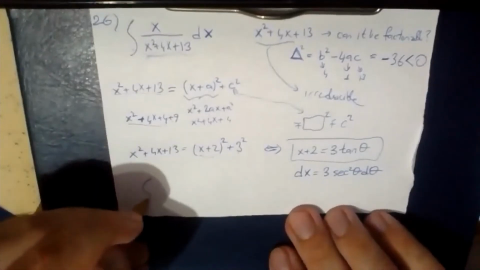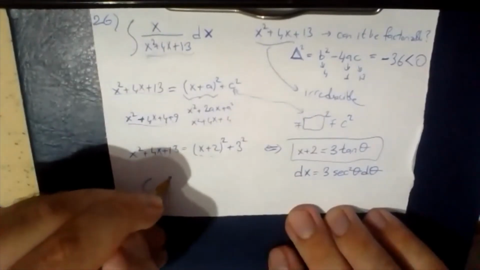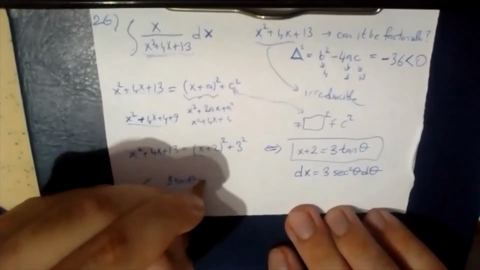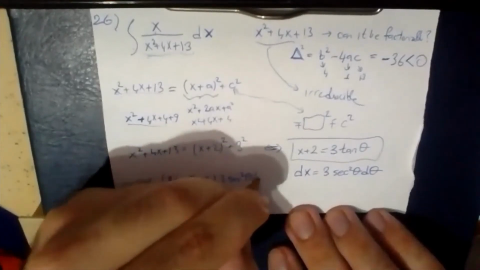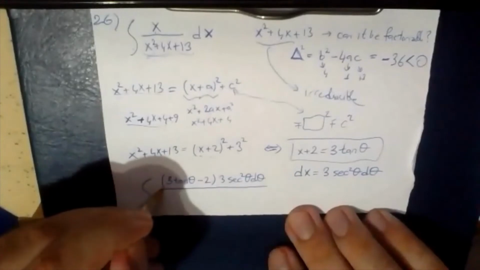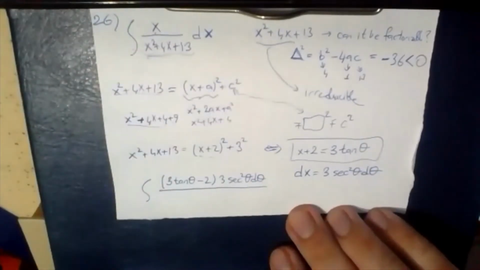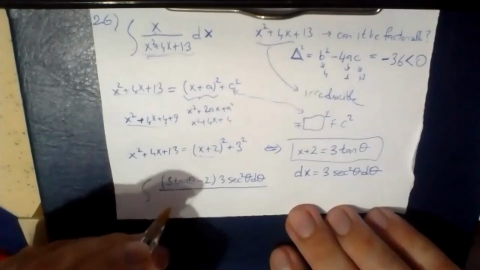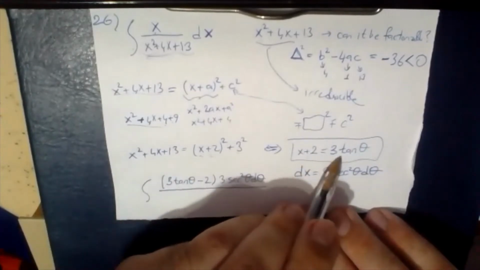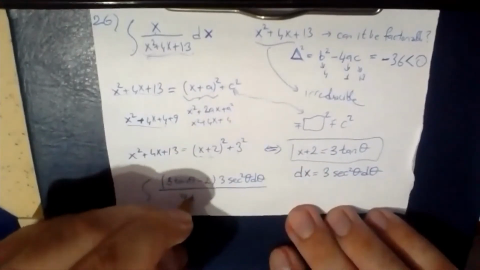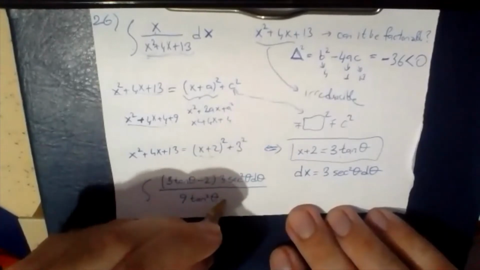And our integral was: x was 3 tangent theta minus 2, dx was 3 times secant squared theta d theta, over x squared plus 4x plus 13, which is, sorry, (x plus 2) squared plus 3 squared. x plus 2 is 3 tangent theta, so all of them will be 9 tangent squared theta times, what is that, 9.